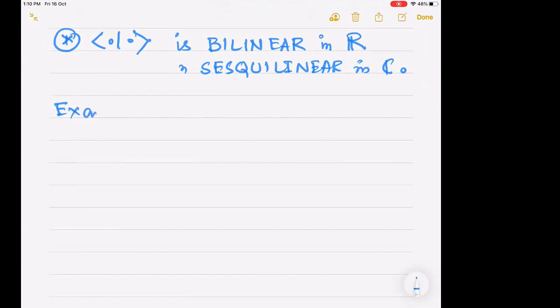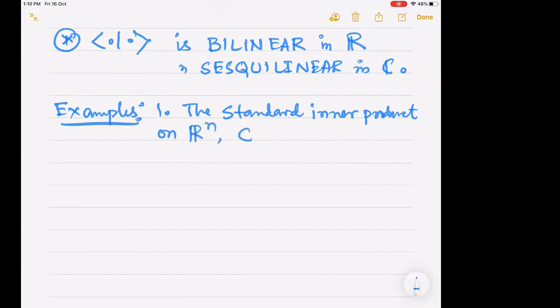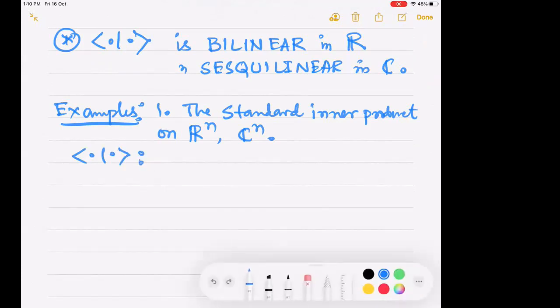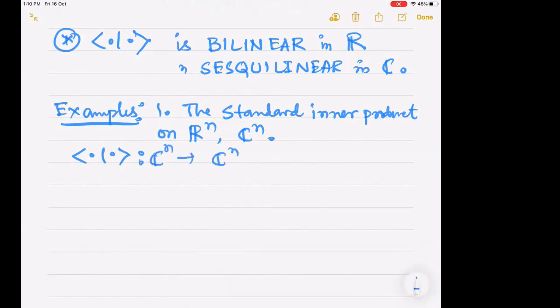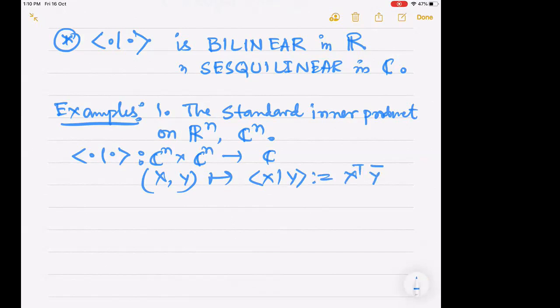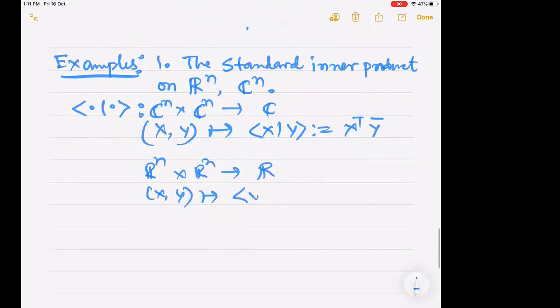Now, examples. Very simple examples, very easy to check. You will verify that all these properties are satisfied by the standard inner product defined on Rn and Cn. Let me do it over C directly. Cn cross Cn to C. It sends the pair x, y to the inner product of x and y, which is by definition x transpose y bar. And from Rn cross Rn, it sends x, y to x transpose y.